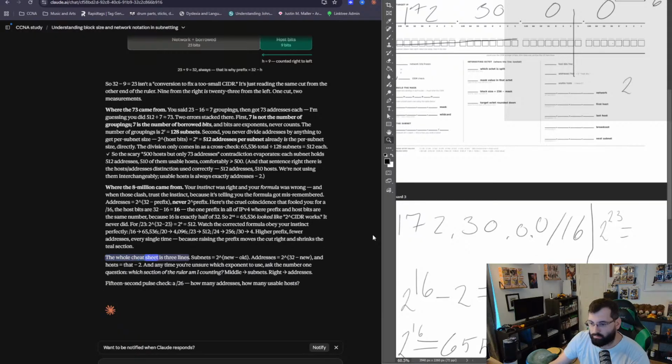The whole cheat sheet is 3 lines. Subnets equal 2 to the power of new minus old. Addresses equal 2 to the power of 32 minus new. And hosts equal that, minus 2. And anytime you're unsure which exponent to use, ask the number 1 question: which section of the ruler am I counting? Middle, subnets. Right, addresses.